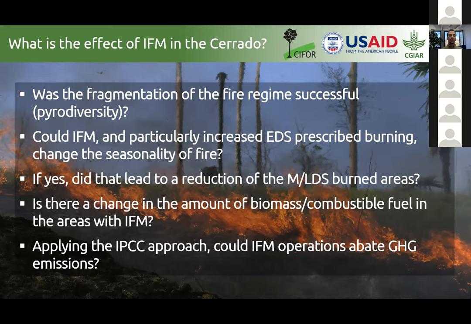Another question, Jeff was already mentioning that regarding carbon sequestration, is there also a change in the amount of biomass or combustible fuel in the areas with IFM? And we are applying the IPCC approach in order to find out if those IFM operations could abate greenhouse gas emissions.